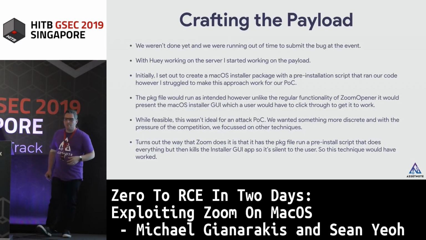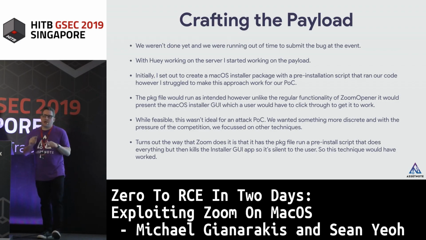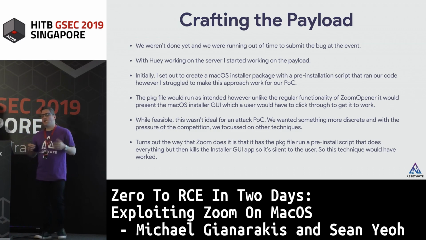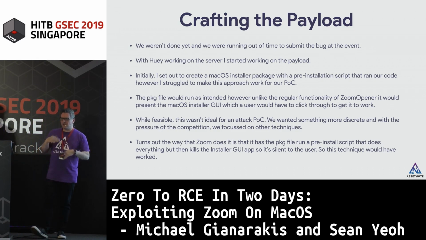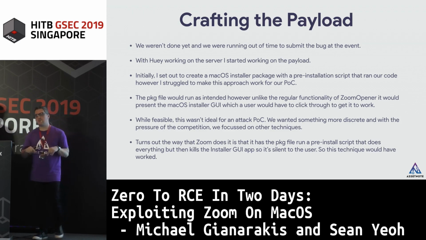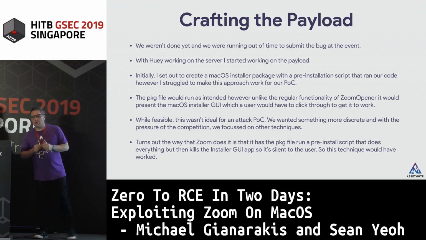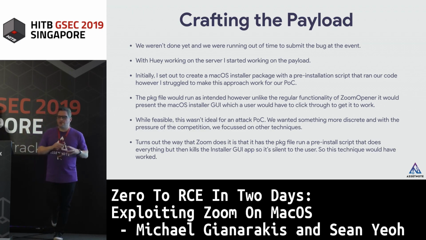So yeah, we weren't done yet, but one of the characteristics of these bug events is that they're time-bound, right? So it's one day. You can do some prep. They give you the scope a little bit ahead of time, but the actual hacking is one day. And for us, if we didn't get this bug done in that day, then it wouldn't be in scope. We wouldn't get any money for it. So we're running down the clock at this point. So Huey and Sean were working on the server. I started working on the payload.